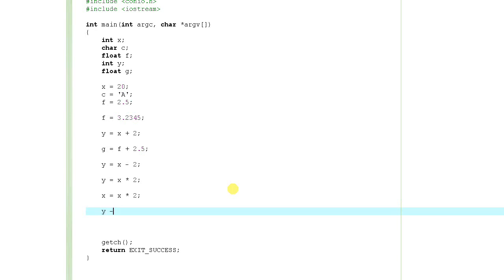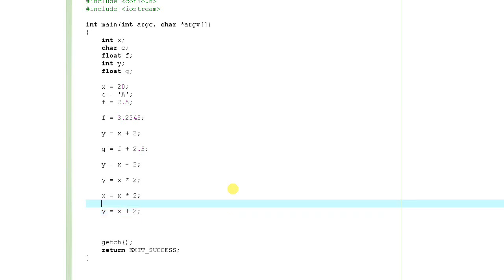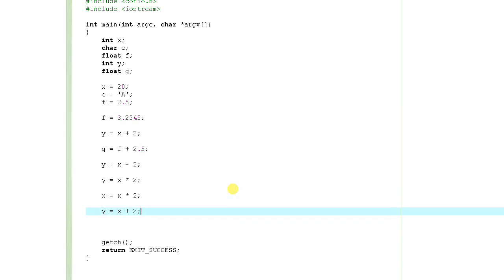So if I do y is equal to x plus 2, the value of x was 40 at this point, so the value of y is going to be 42. So you see how you can compute something and then assign it to any variable.